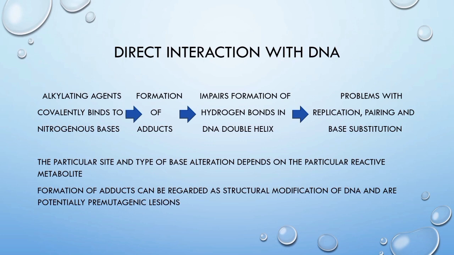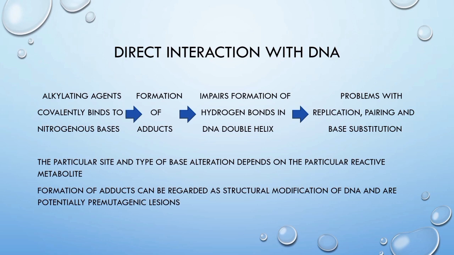Now, there's impaired formation of this hydrogen bond, and this causes problems with replication, and then pairing later on, and then base substitution. The particular sites and type of base alteration depend on the particular reactive metabolite. Formation of an adduct can be regarded as a structural modification of DNA. A change from how it was supposed to be could eventually cause a mutation.